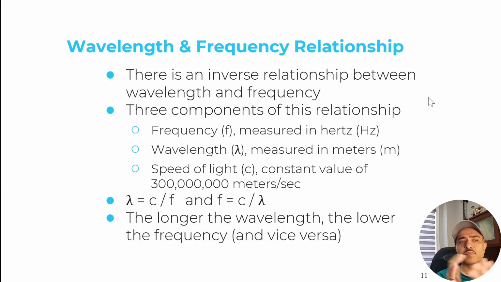Now, we already spoke about that relationship. The only thing I didn't speak about so far is the formula. What exactly is the formal formula for this? It's lambda, which is wavelength, equal to c divided by f, where c is a constant value for the speed of light, and then you have frequency at the bottom.